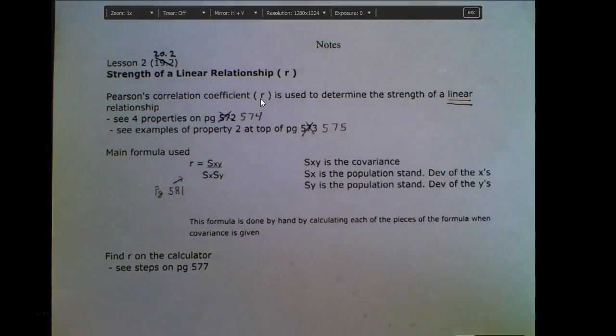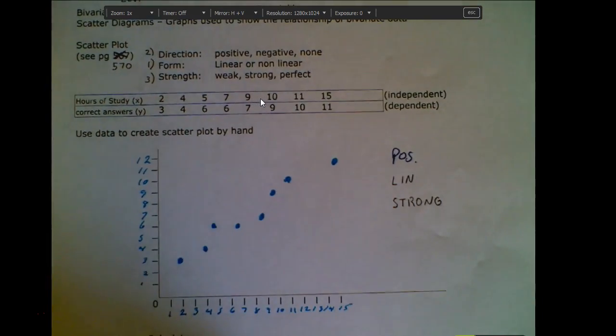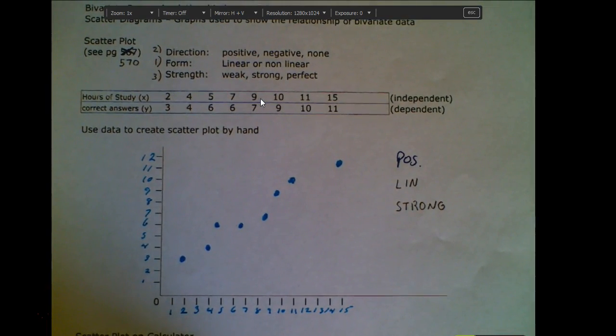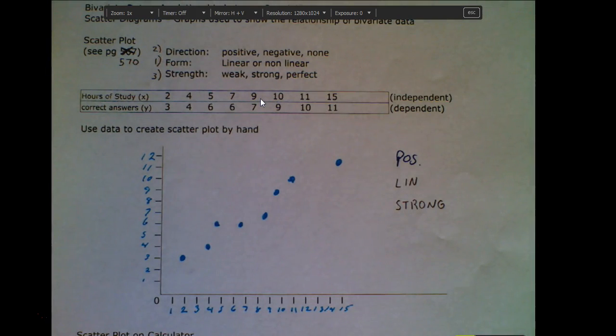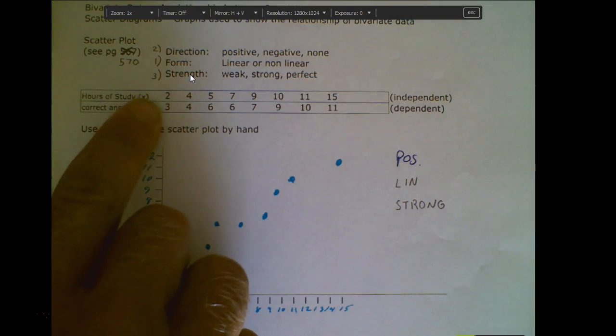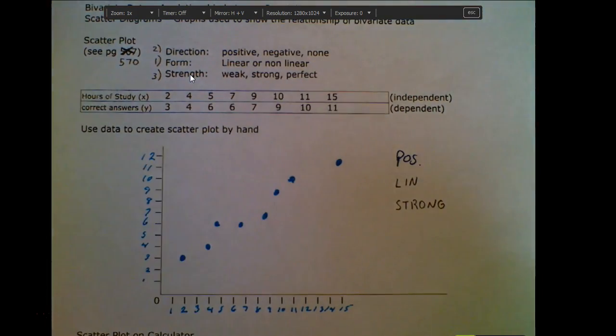When we were looking in lesson 1 at a scatter plot, one of the things that we had to describe about this was the strength. And the r value simply tells you exactly how strong the relationship is. What we're really getting out of lesson 2 is we're taking this one little idea and going deeper into it. The r value just tells you how strong the relationship is between the two variables that are being tested.